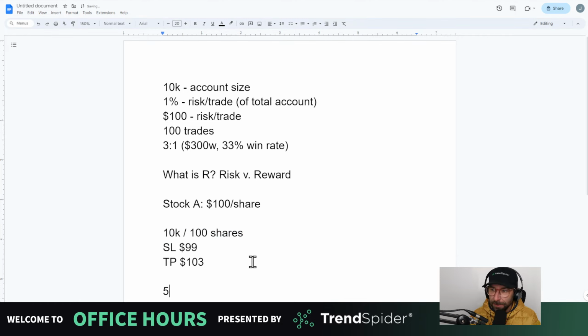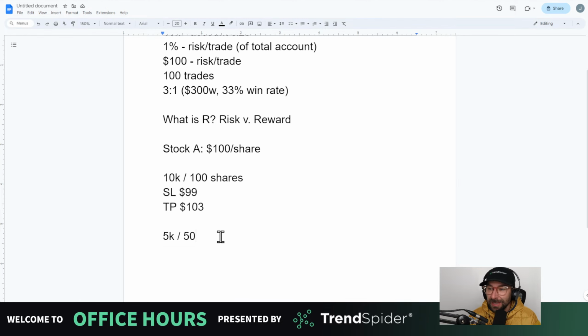Let's say we use $5,000 of our account and we buy 50 shares. Again, we could slice and dice this however we want. If we're only using $5,000 of our account, we only have 50 shares, so we can have a bit of a different shape to our R profile. Your stop loss could be at 98, and your take profit would be at 106, right? Because you're still looking for that 3-to-1 R. You're just utilizing less capital. So 50 shares, a $2 stop with a $6 profit target.